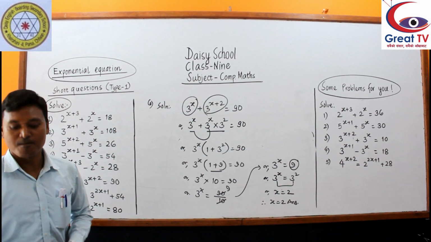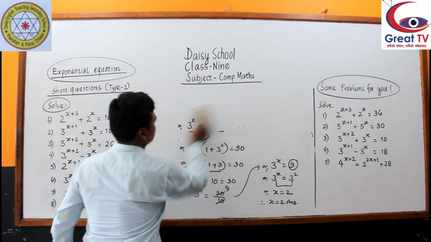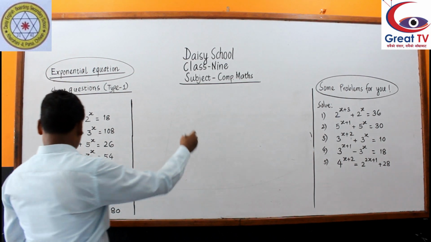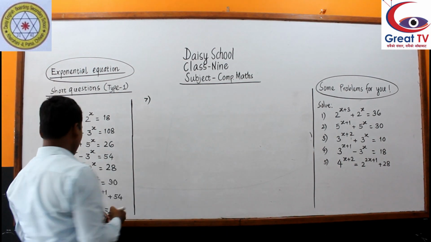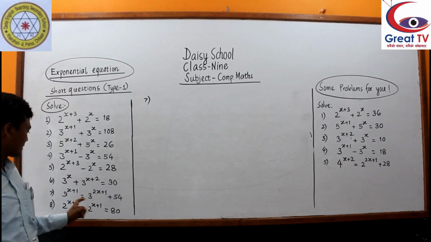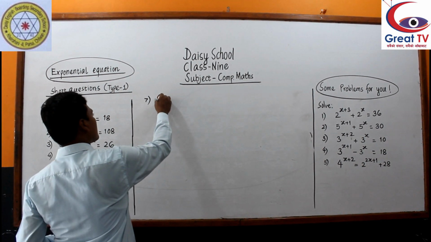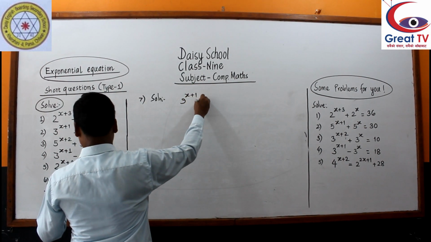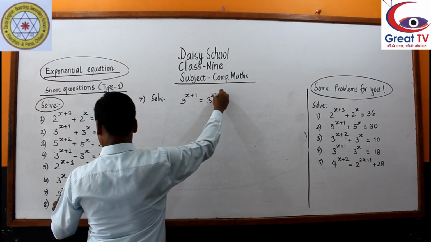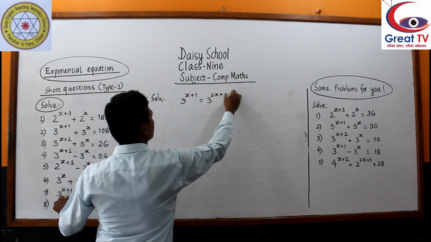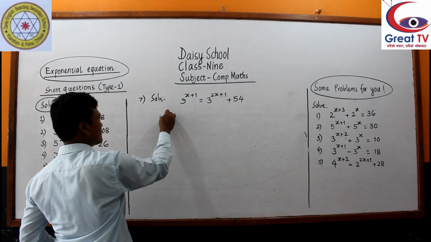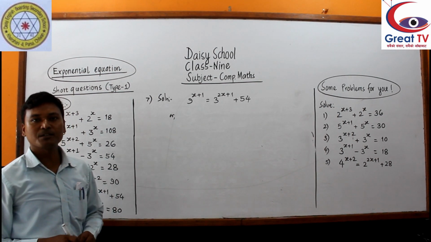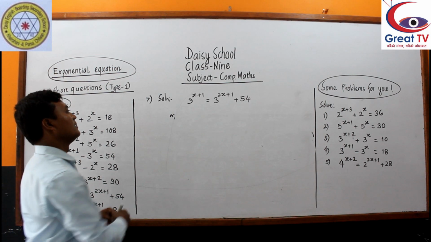Let us do one more. Okay, number 7 is a little different than the other numbers, so let me do number 7. Its solution starts: 9 to the power x plus 1 equals 3 to the power 2x plus 1 plus 54. It's a little different than the other numbers, but my dear students, don't be afraid.